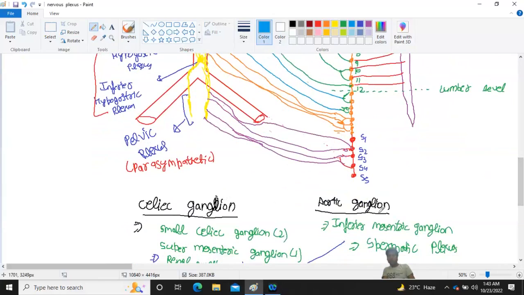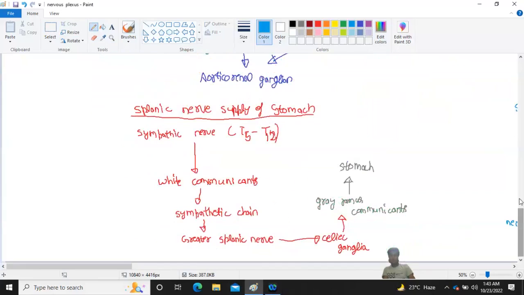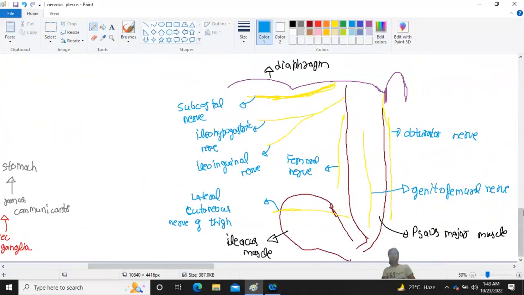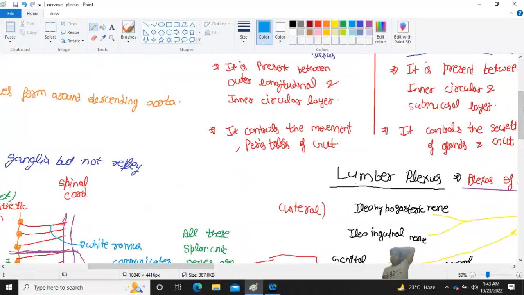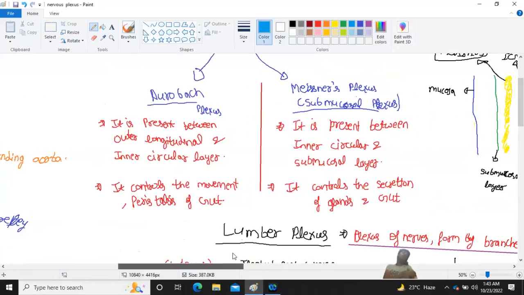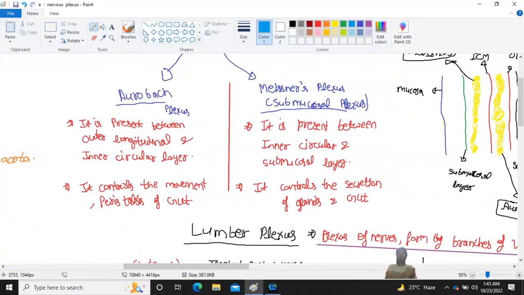Done. So this whole thing. This is the aortic. Then this is the supply of the stomach. How the splanchnic nerve supplies the stomach. Another thing is the enteric nervous system, which is not much difficult. Auerbach's and Meissner's plexus: Auerbach's is present between the muscular layers and Meissner's is present between the circular and submucosal layer. It controls the secretions. Then the lumbar plexus has many nerves.